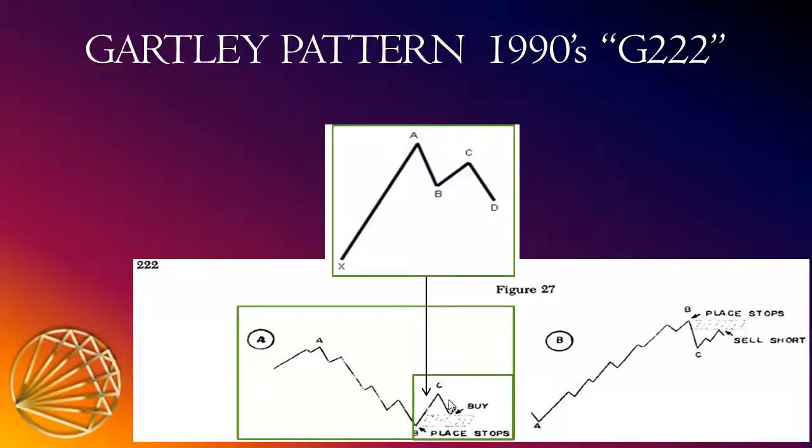We've redefined this last leg down so that it's got this AB equals CD structure, and we are now also calling this first leg up the XA move, and we're drawing Fibonacci retracements on it. We're not using the retracements that Gartley used. Remember he said 1/3, 1/2. Now we're using 61.8% and 78.6%. So this is what the Gartley has evolved into.